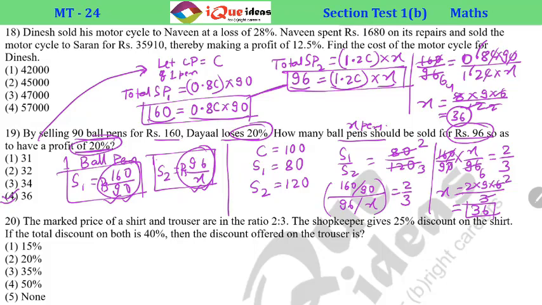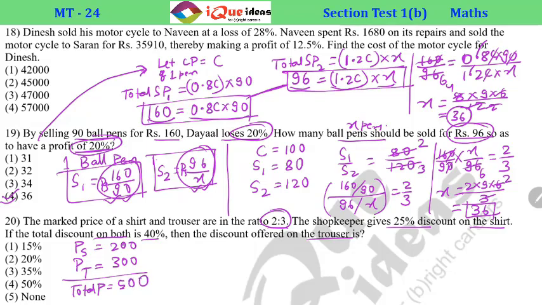Okay. Now let's take up the next question, question number 20. It says the mark prices of a shirt and trouser are in the ratio 2:3. The shopkeeper gives 25% discount on the shirt. If the total discount on both is 40%, then the discount offered on the trouser is? So it is 2:3. Let's assume that the price for shirt is 200 and price for trouser is 300, so total price will be equal to 500.